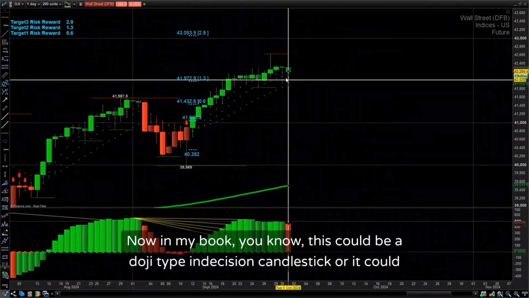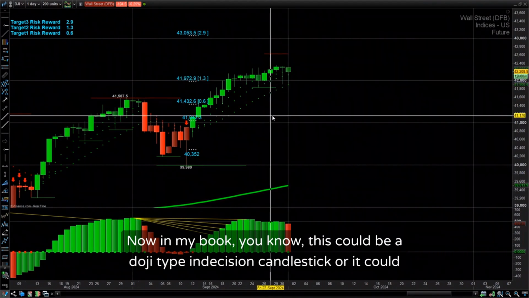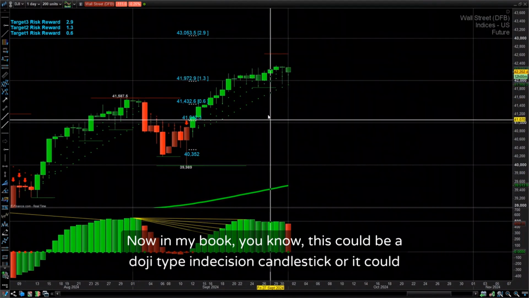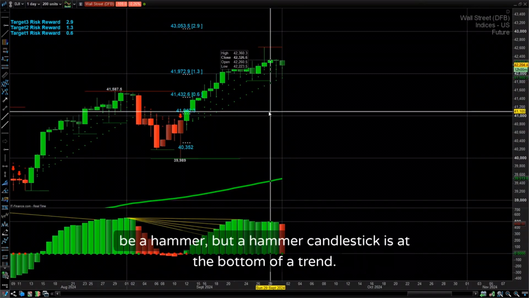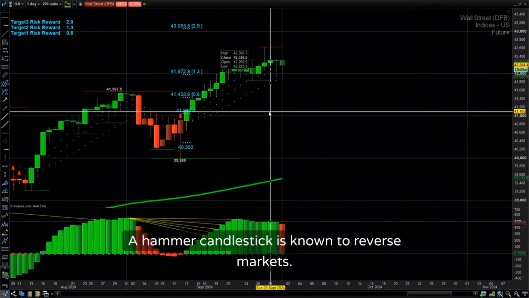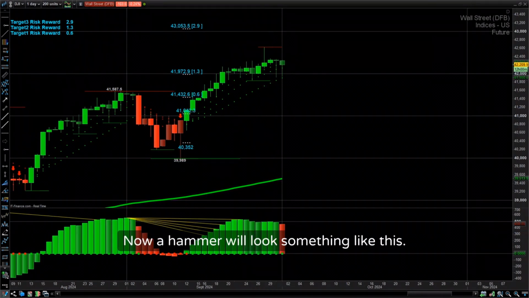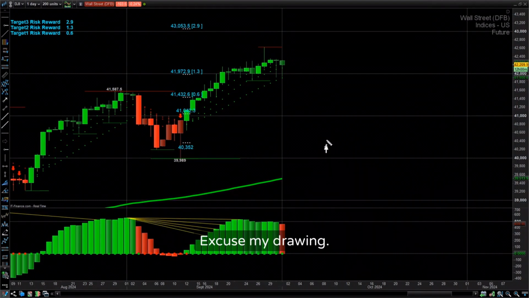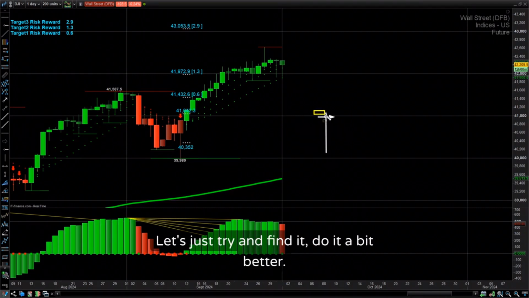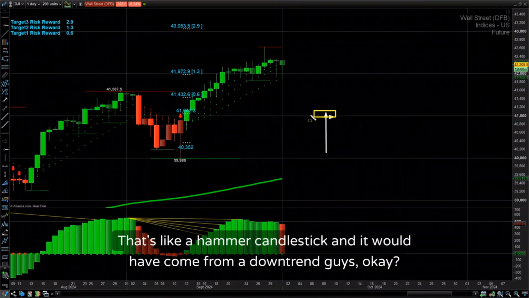Now, in my book, this could be a doji type indecision candlestick, or it could be a hammer. But a hammer candlestick is at the bottom of a trend. A hammer candlestick is known to reverse markets. Now, a hammer will look something like this. Excuse my drawing. It'll have the wick, and it'll have the body just here. That's like a hammer candlestick, and it would have come from a downtrend, guys.